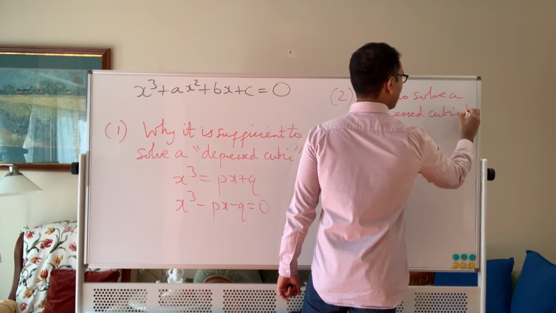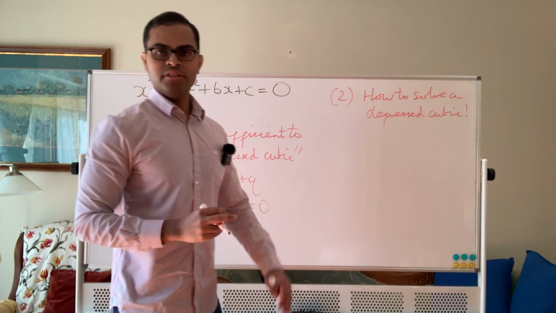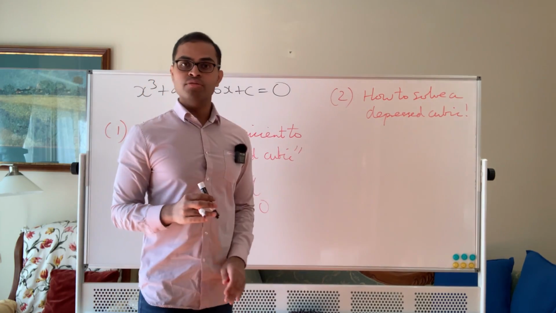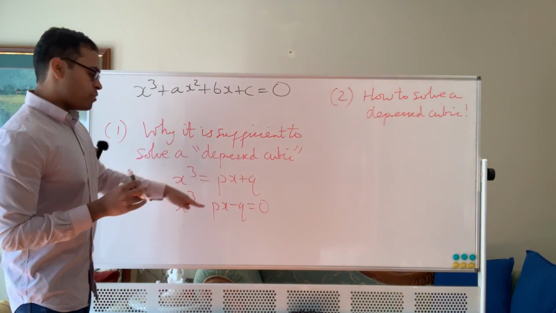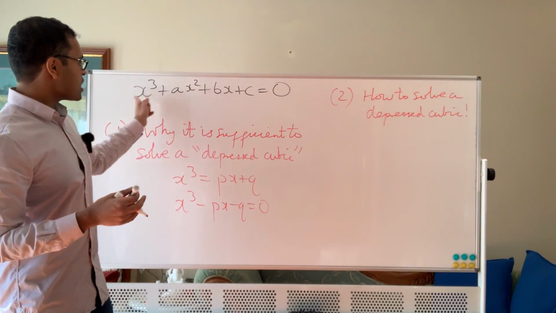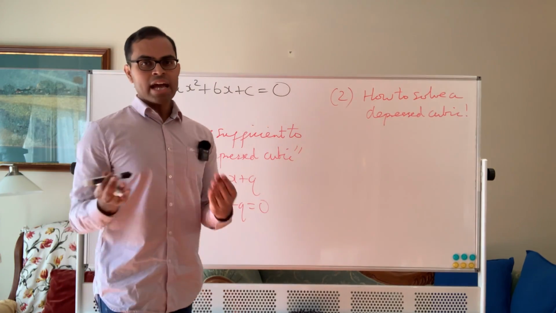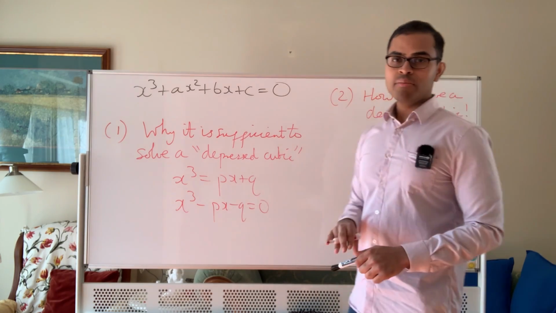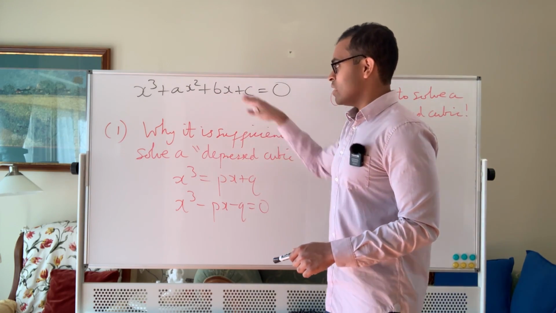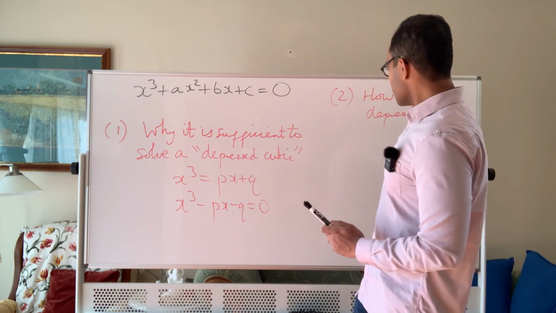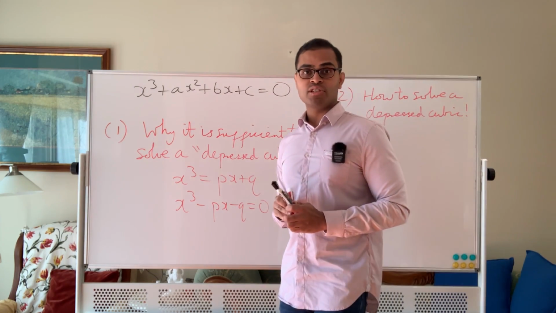Even though I've said this is step 1 and step 2, I'm actually going to start with step 2 and explain how to solve a depressed cubic, and then I'm going to conclude by saying why that is sufficient to actually solve any cubic equation. And actually that's not very difficult. The difficult part is solving a depressed cubic, and explaining why it's sufficient to solve them to solve a general cubic equation is the easy part. So let's first start off with depressed cubics and explain how to solve them.